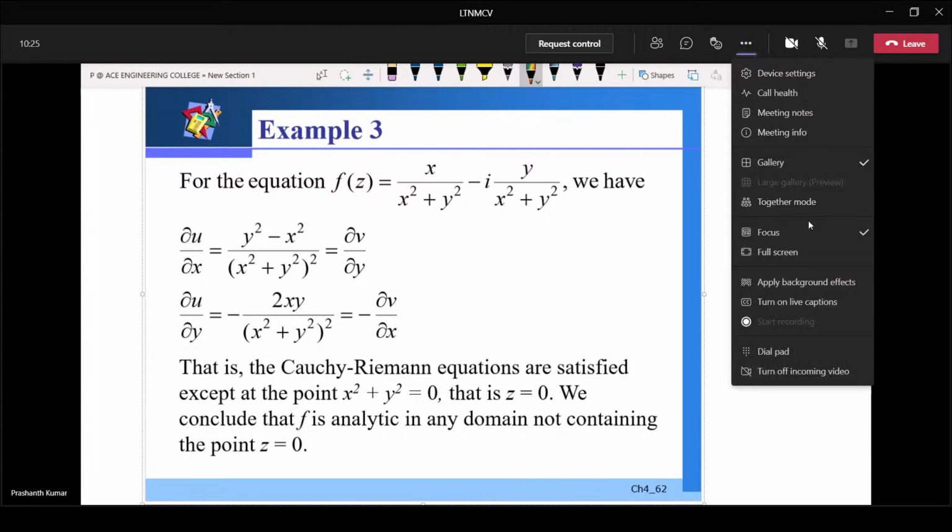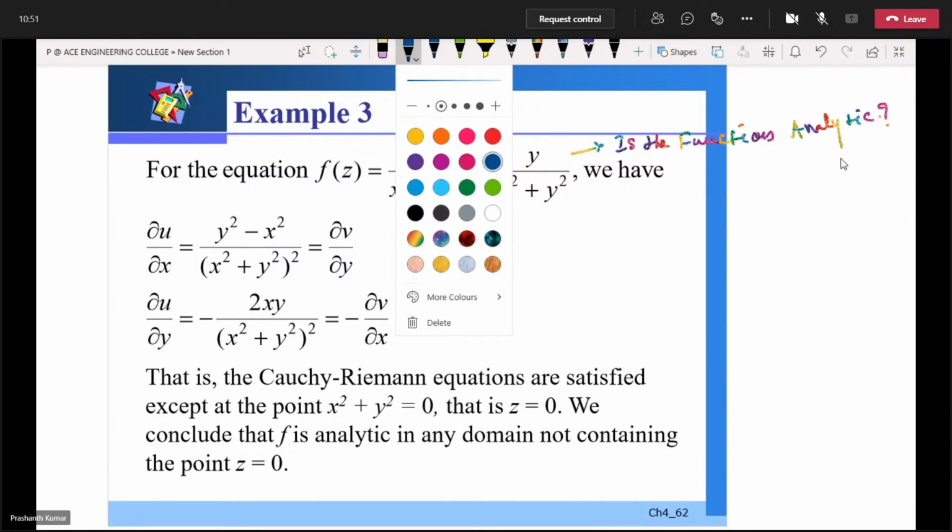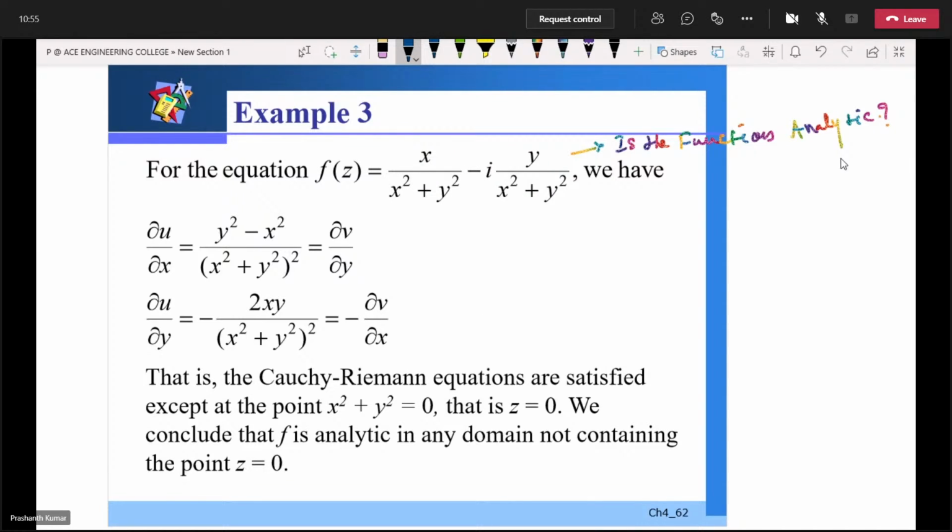Or also we can write it as: is the function analytic? This is the question. Is the function analytic? This is what we want to discuss. So for this one, you see that the function is analytic.